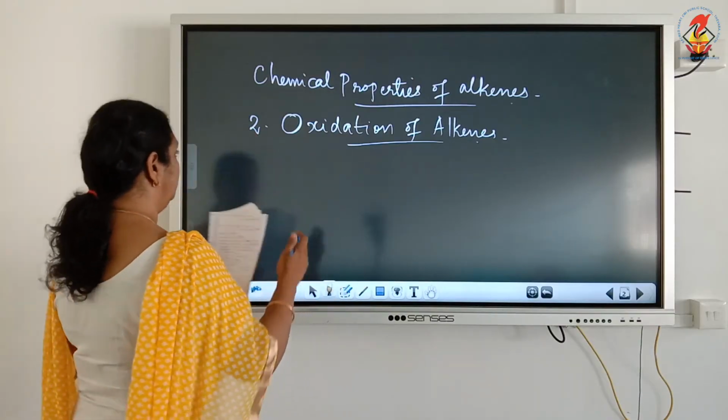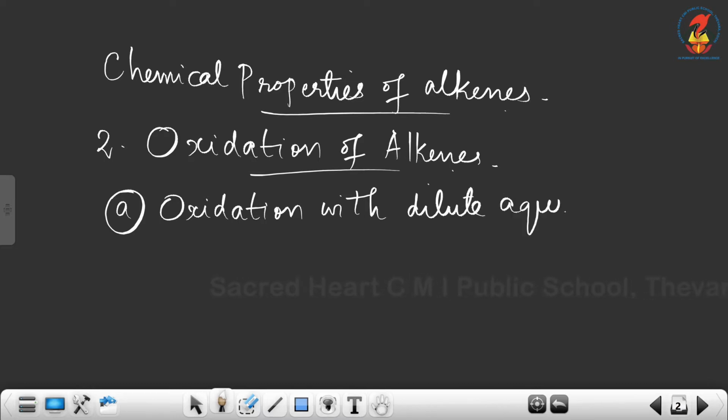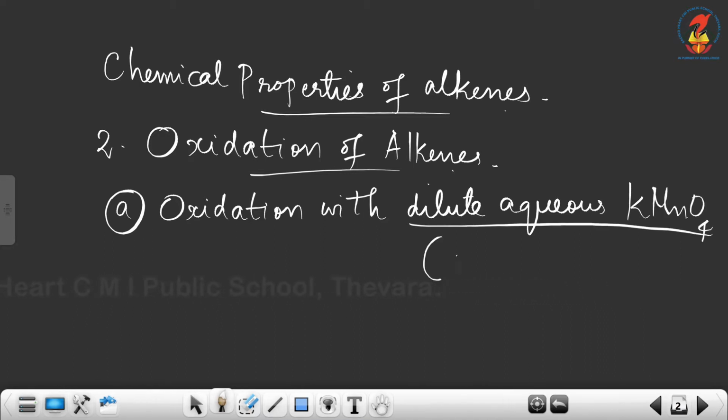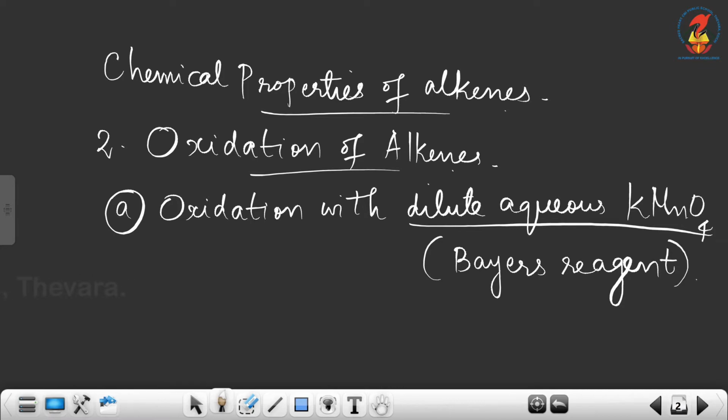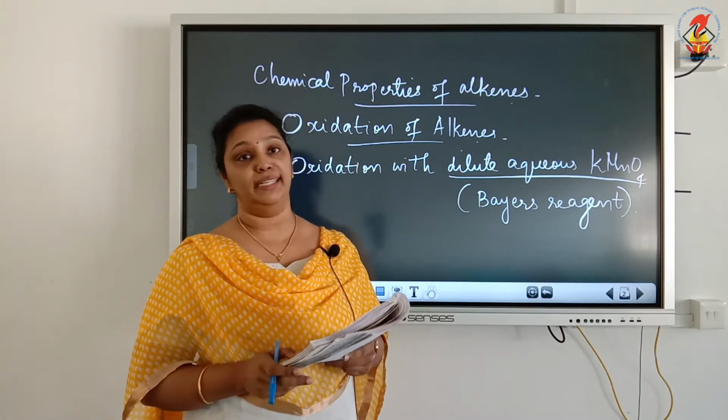Now, here first we have oxidation with dilute aqueous KMnO4, potassium permanganate, and this dilute aqueous KMnO4 is also called Bayer's reagent. So what is Bayer's reagent? Bayer's reagent is dilute aqueous potassium permanganate, and we know the color of potassium permanganate is purple in color.